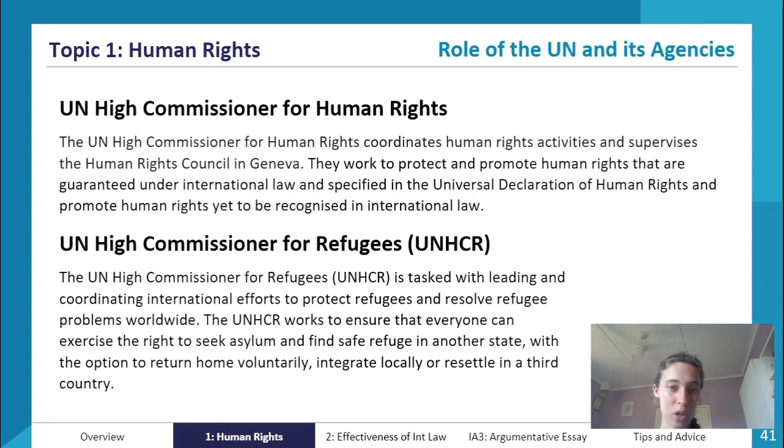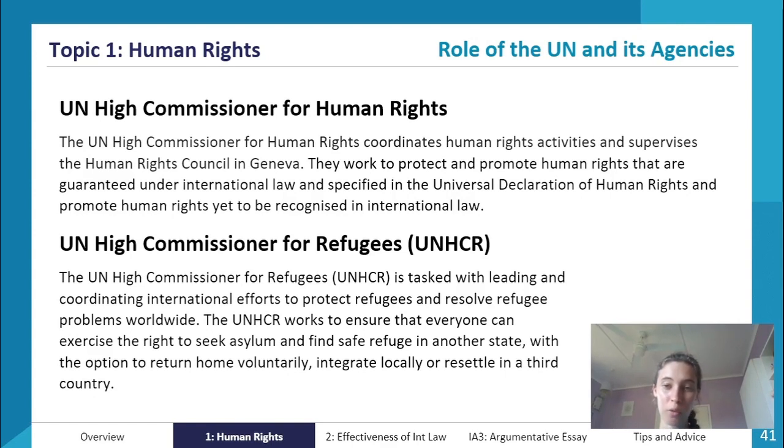The UN High Commissioner for Human Rights. They coordinate human rights activities and they supervise the Human Rights Council, which is in Geneva. They're working to protect and promote human rights that are guaranteed in the Universal Declaration of Human Rights. And they also want new rights as well. They promote new rights that they see as being important too.